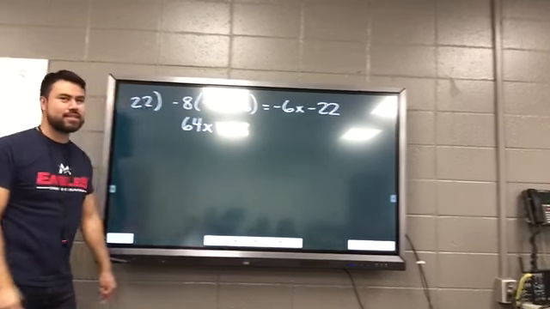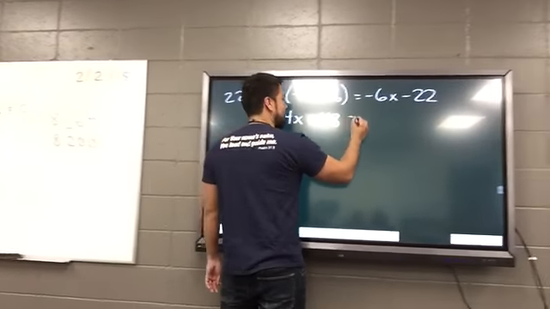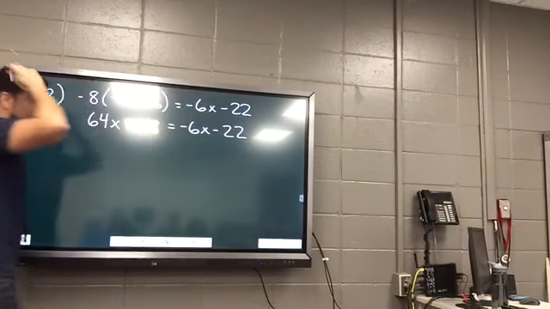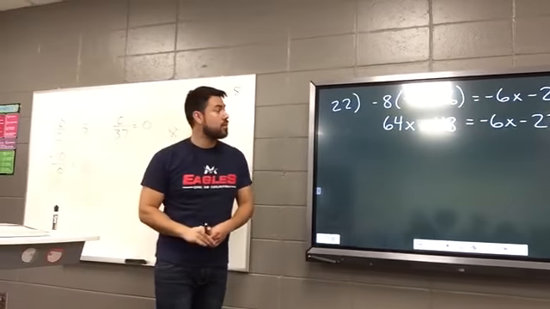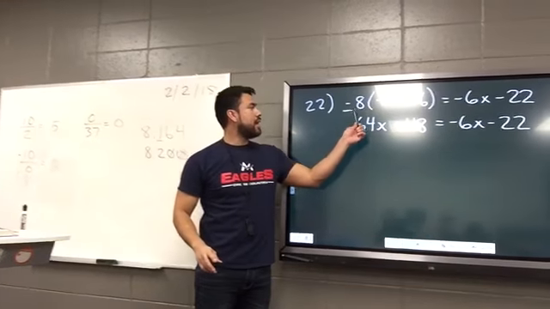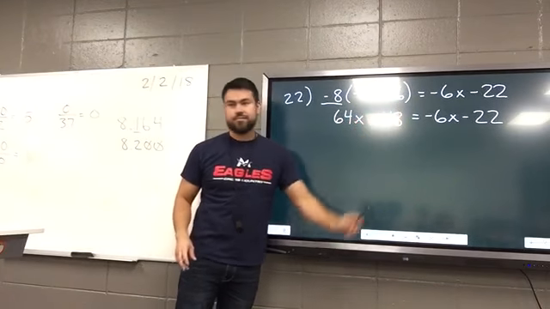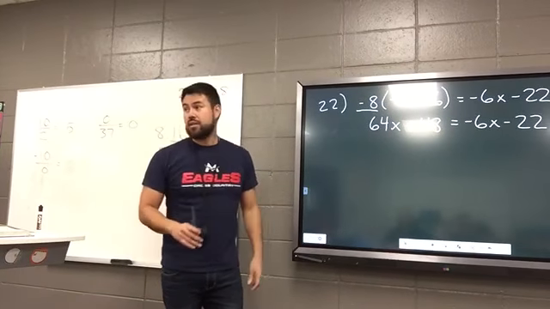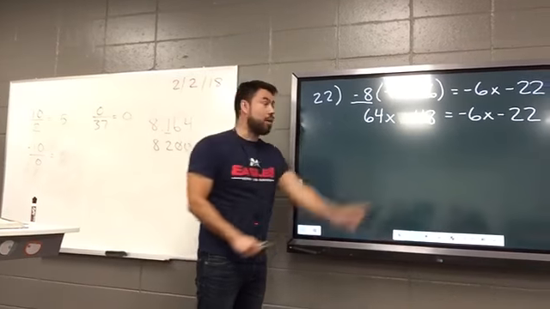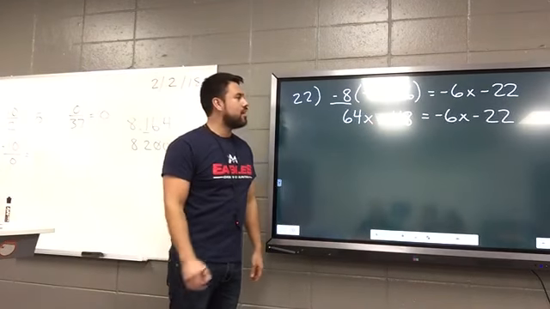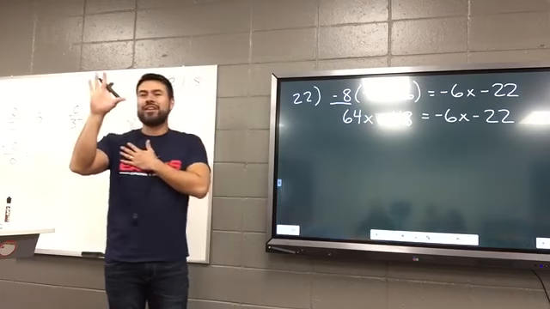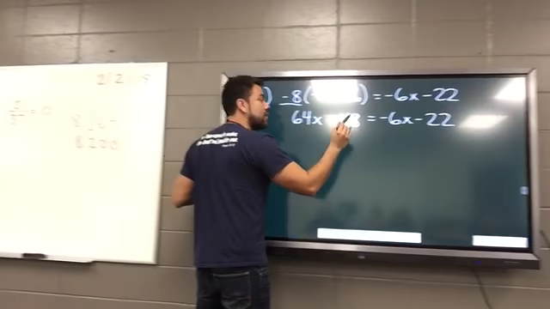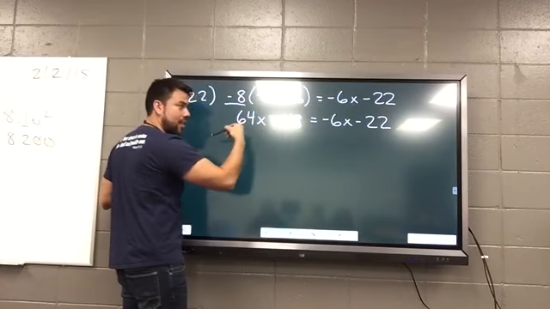So 8 times 6 is 48. A negative times a negative equals a positive, so plus 48. Oh, that's positive. Yeah, that's positive right there. Rule of life. Okay. Hold on. Do you want me to finish this? Yes. Okay. I'm going to get the variable only on the left side.